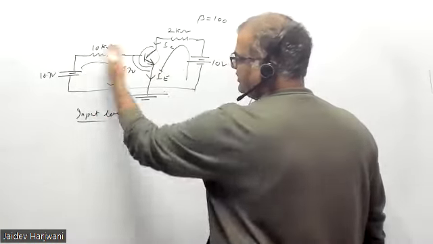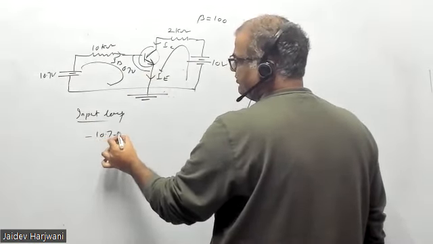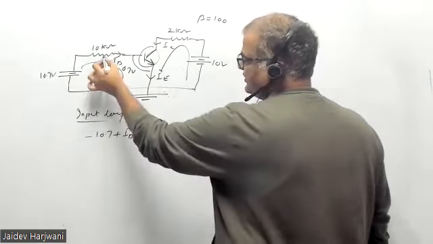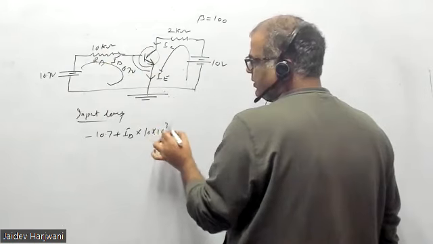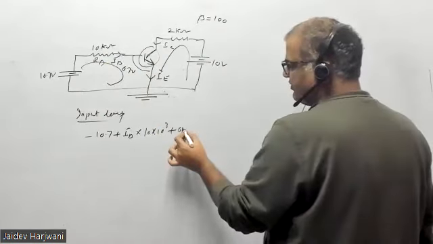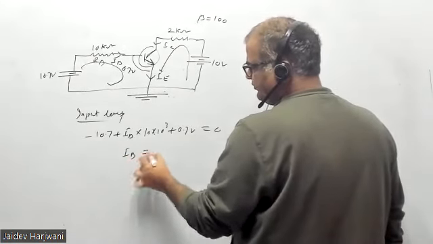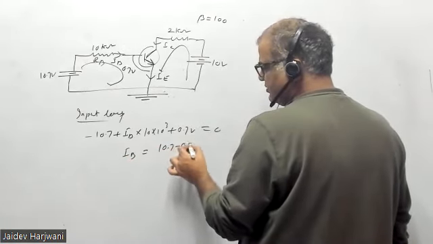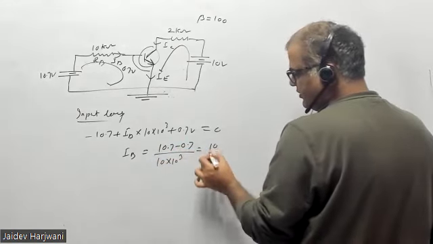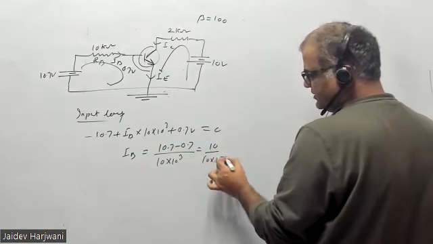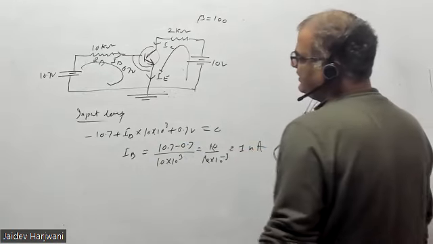In the input loop, IB is the input current: minus 10.7 plus IB into RB, generally called RB. The value is given as 10 kilo ohm, and this VBE is your 0.7 volt, equals 0. So IB will come as 10.7 minus 0.7 upon 10 into 10 raised to power 3. That is 10 upon 10 into 10 raised to power 3. This is 1 milliampere. Okay, IB is 1 milliampere.